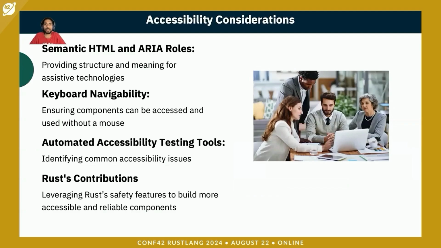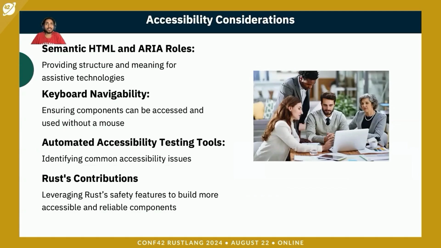Keyboard navigability. It's important to ensure that all interactive elements on your site can be accessed and used with a keyboard alone. This includes not only links and buttons, but also complex components like forms and drop-down menus. Ensuring keyboard navigability improves accessibility for users who cannot use a mouse, such as those with motor disabilities.